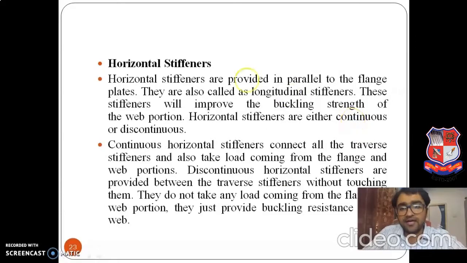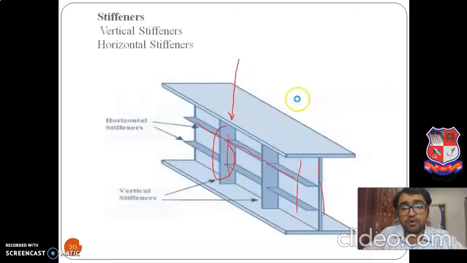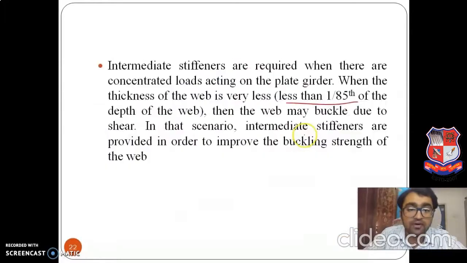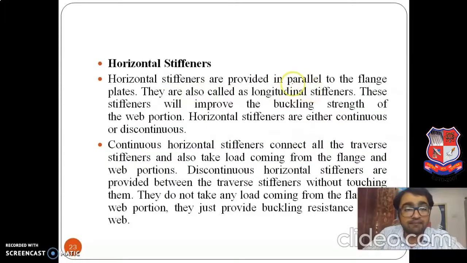Next, horizontal stiffeners. We talked about vertical stiffeners; now these are the horizontal stiffeners. Horizontal stiffeners are provided parallel to the flange. Suppose this is the flange; horizontal stiffeners are provided like this, parallel to it. Vertical ones are parallel to the web, and these are parallel to the flange. They are also called longitudinal stiffeners. Important to know: vertical are known as transverse, horizontal are known as longitudinal. These stiffeners improve the buckling strength of the web portion.